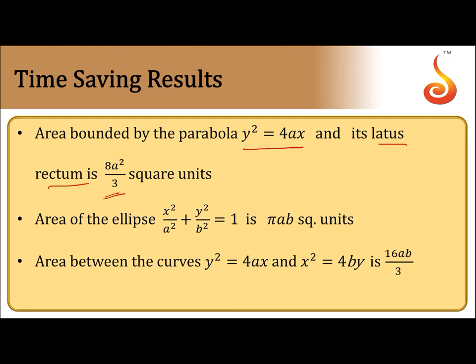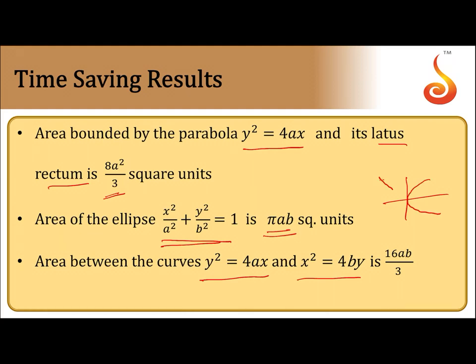And the area of the ellipse x square by a square plus y square by b square equals 1 is nothing but pi ab. And the area between the curves y square equals 4ax and x square equals 4by is nothing but 16ab by 3, sorry, 16ab by 3. So y square equals 4ax is a parabola that looks like this one.